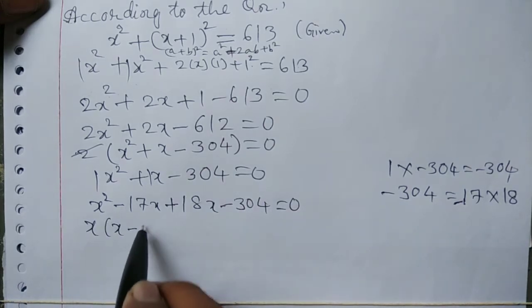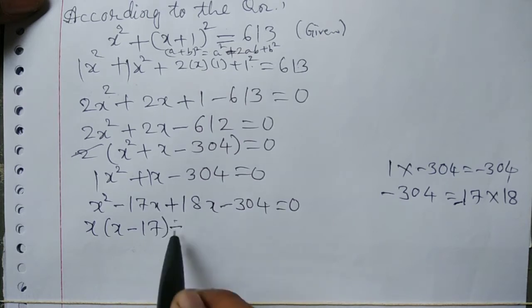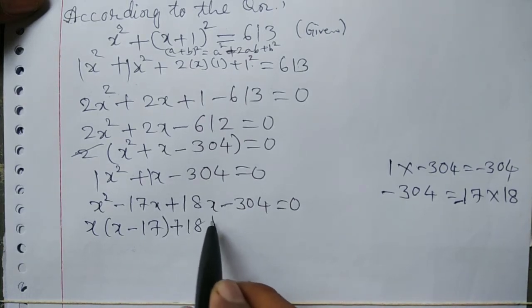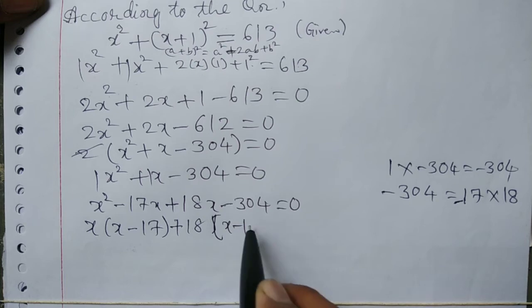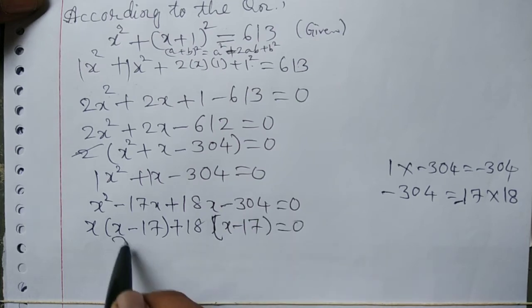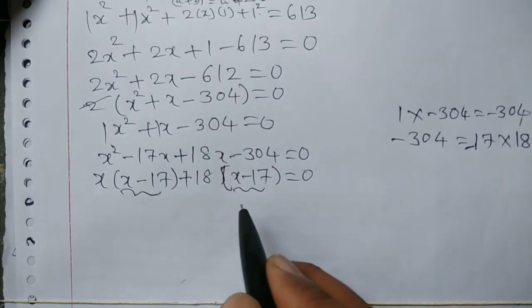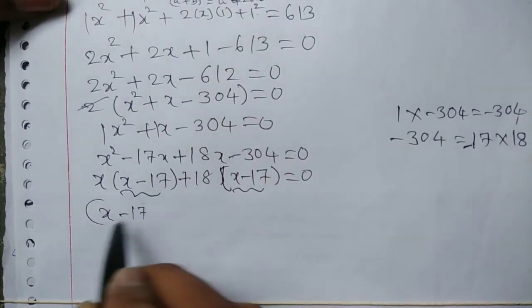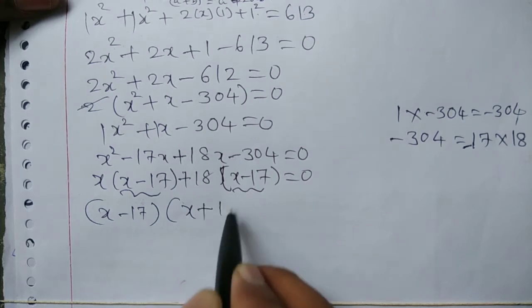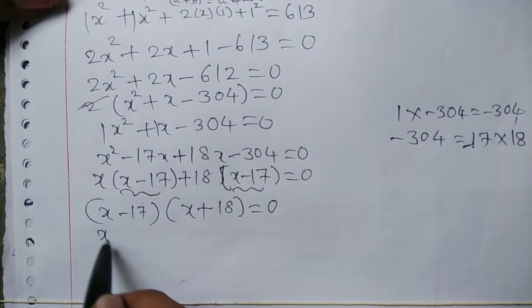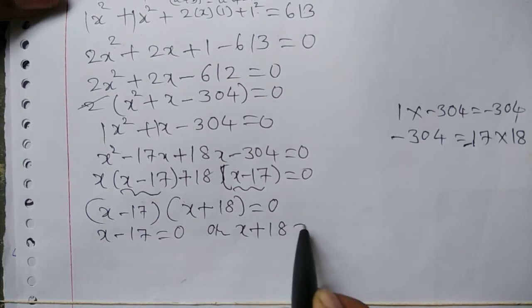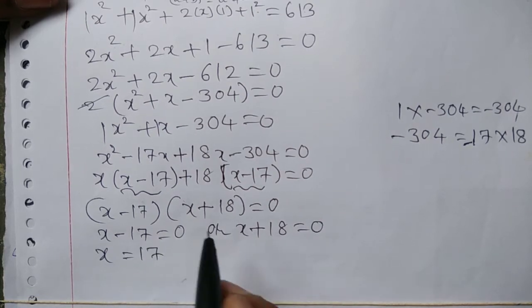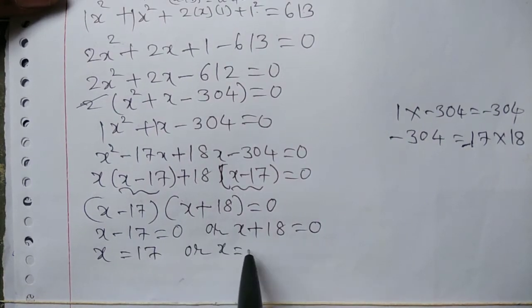x is common, x minus 17. Here 18 is common, x minus 17 is equal to 0. x minus 17 is common. x minus 17 into x plus 18 is equal to 0. x minus 17 is equal to 0 or x plus 18 is equal to 0. x is equal to 17 or x is equal to minus 18.